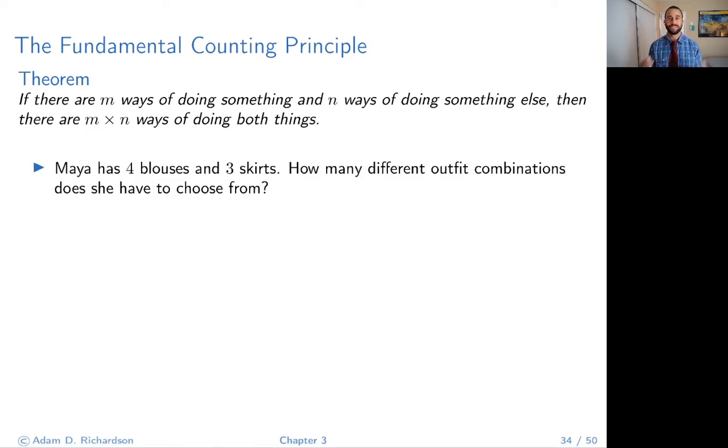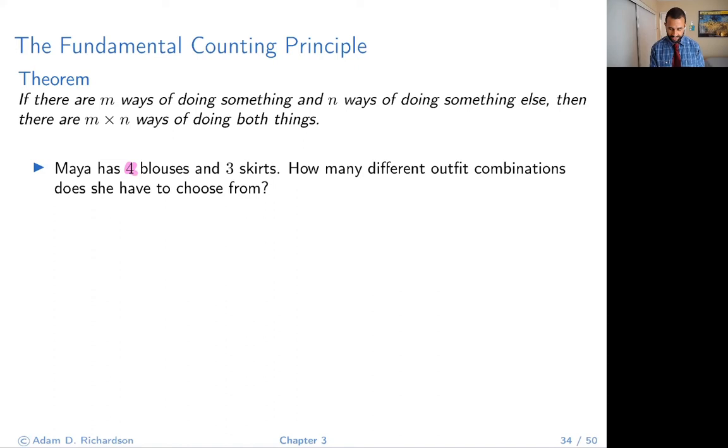But this is where, oh yeah, so this scenario. Maya has 4 blouses and 3 skirts. So you probably thought about this yourself, right? Like when you're looking through your closet and you're trying to pick out an outfit and you're like, okay, well, if I pick this blouse, then only these skirts will go with it. And so it starts to narrow down your choices, but you have all these options to begin with, right? And so the question is, how many options did you begin with?